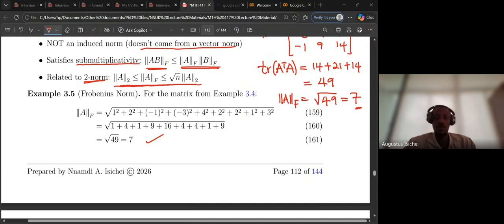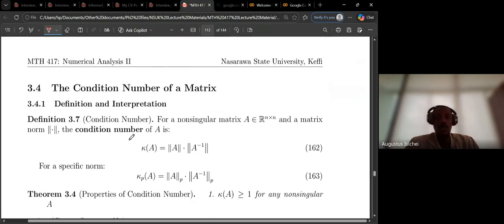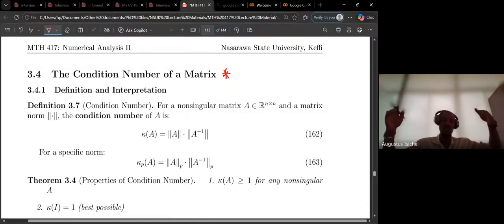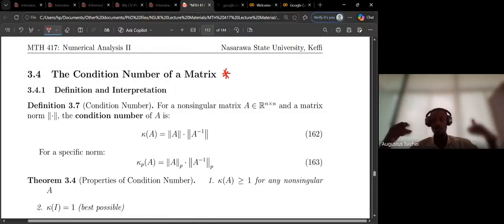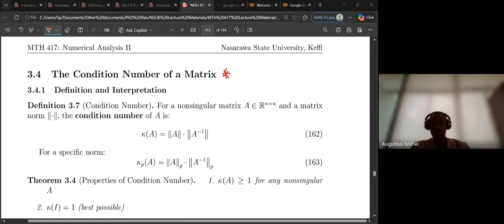No question. Beautiful. Now, let's look at the condition number of a matrix. Remember that this is what we started with. So we first of all had to introduce the vector norm, the matrix norm, and their properties, and now we are back to the main goal, which is the condition number of the matrix. Let's start with definition and interpretation, section 3.4.1. Definition 3.7, condition number. What's the condition number?